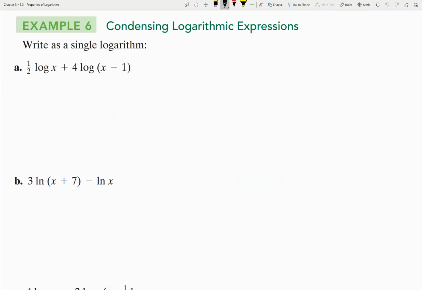So that means my first step with these expressions to combine them into a single logarithm is to make this the log of x to the 1/2 power plus the log of x minus 1 to the 4th. And then when I combine them, I can just combine this. I can leave this as a square root if I wanted to, x minus 1 all to the 4th. I really don't want to expand that anymore. I could expand x minus 1 to the 4th power, but that would be a lot of extra work. We could just leave it like this.